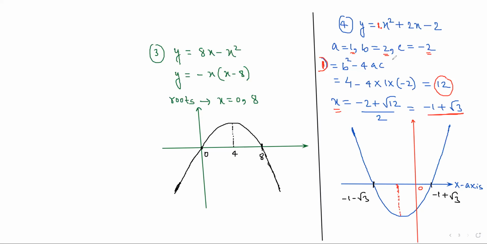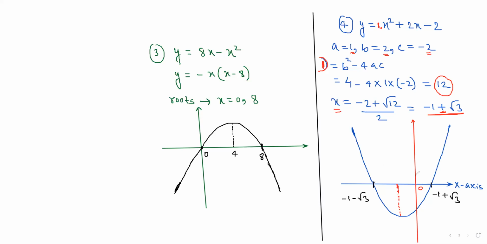This is the class 10th standard formula, beta. So a is positive, so the graph will be an upward parabola. And the roots are minus 1 plus minus root 3. So this is minus 1 minus root 3, and this is minus 1 plus root 3, because root 3 is 1.732. So minus 1 minus 1.732 is minus 2.732. This is a negative root.